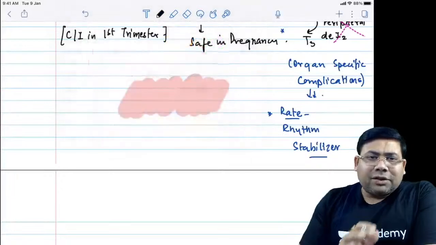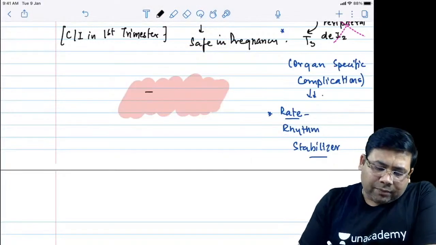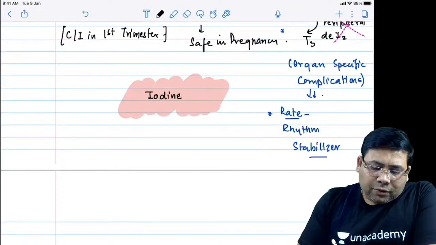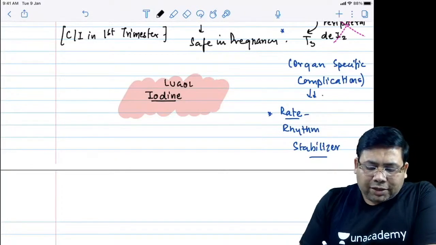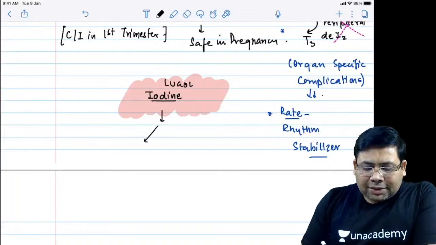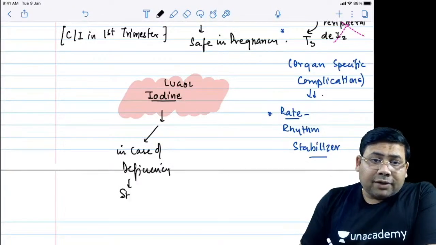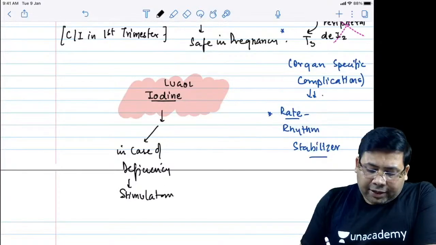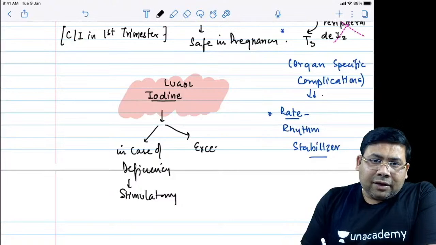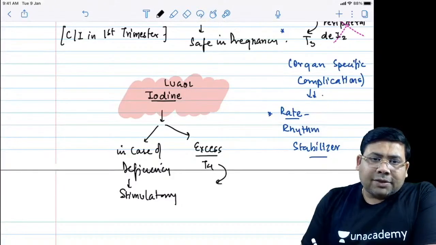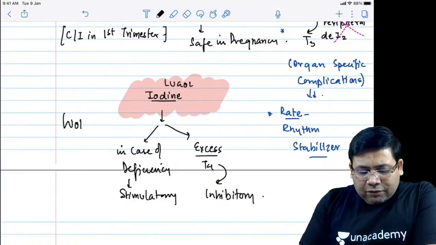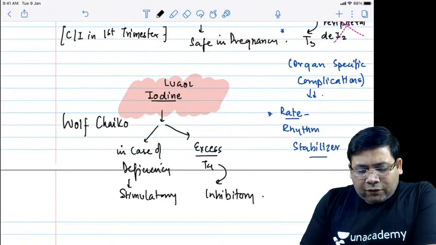So, if surgery has to be planned in a short interval of time, you can use iodine. Yes, you can use Lugol's iodine. You know, iodine has a dual property. In case of deficiency, it is stimulatory. And in case of excess T4, it is inhibitory. And what is this dual property known as? This is known as the Wolff-Chaikoff effect.